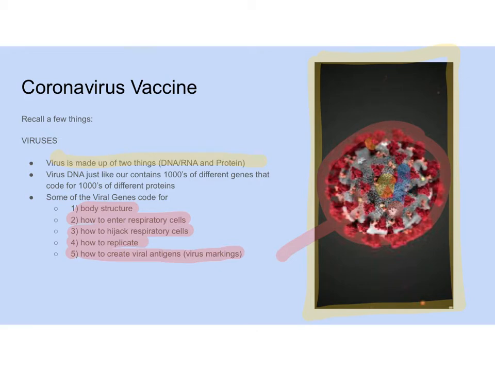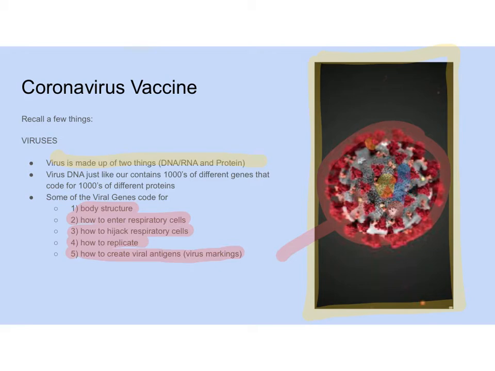But the marking is basically letting all the other cells know this is a virus. Okay? And all cells have markings on them. That's why we can't do blood transfusions. If you remember the markings on, say, blood type A, that's what they're saying is that your blood cells are marked with an A type.